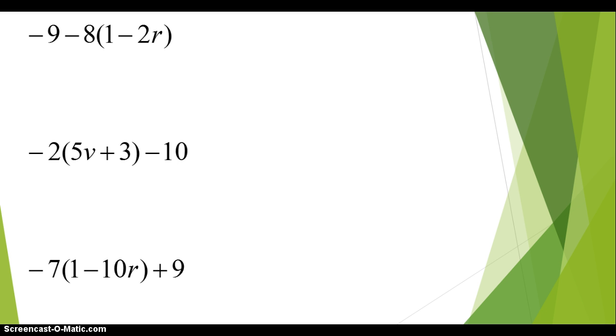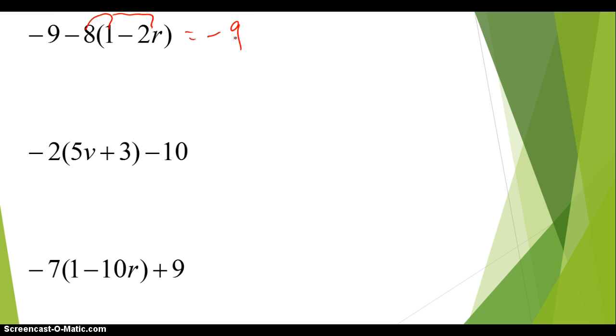So we have -9 minus 8 parentheses 1 minus 2r. Now, if I haven't communicated this to you yet, let me do it now. It's very important that you communicate to yourself and talk yourself through a problem. For example, the first problem here. -8, we're distributing. We have to distribute to each of the terms. Now, it's not just 8, it is -8. Remember, that sign in front of the 8 is connected to it. So, -9, I don't even touch yet.